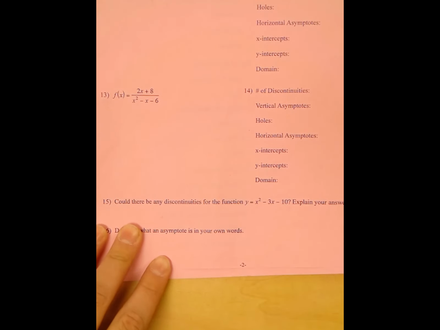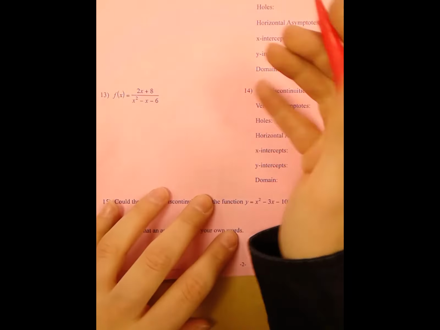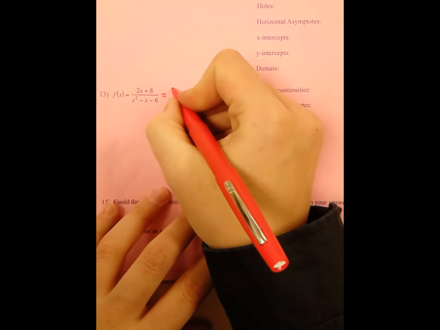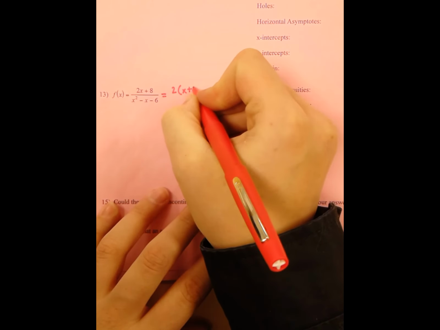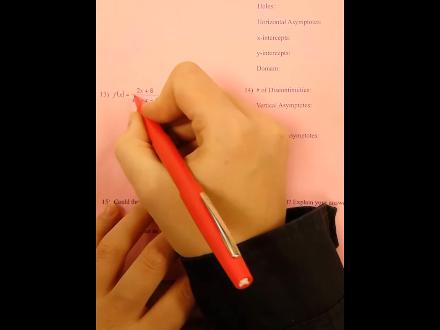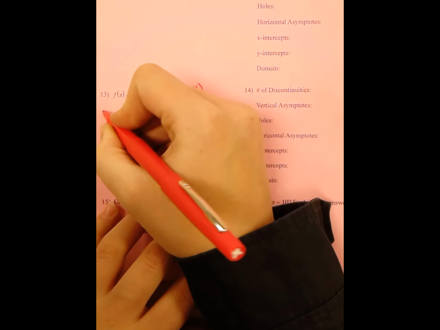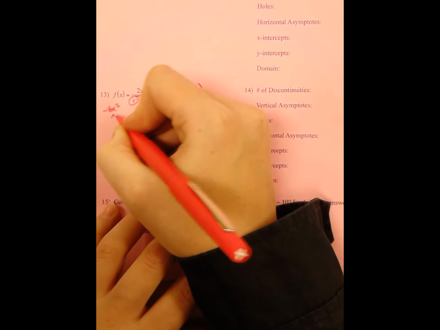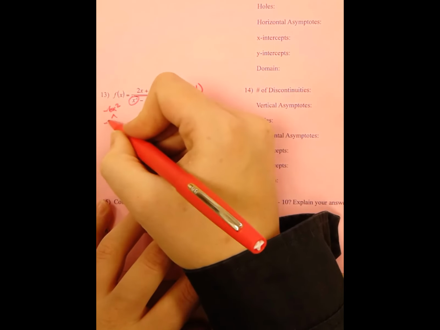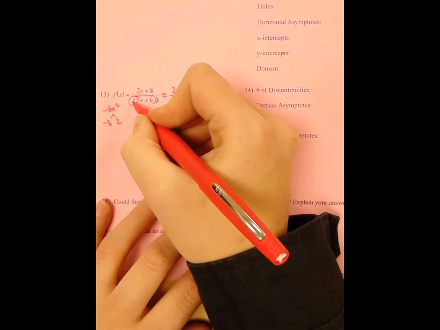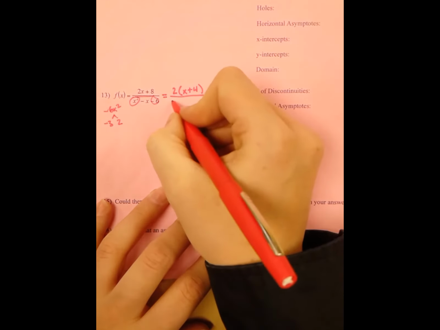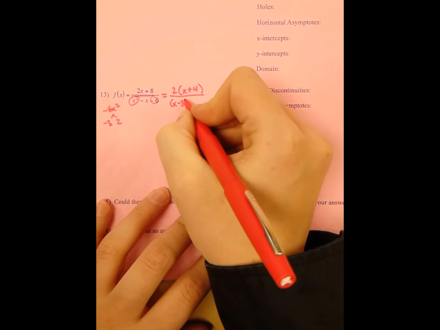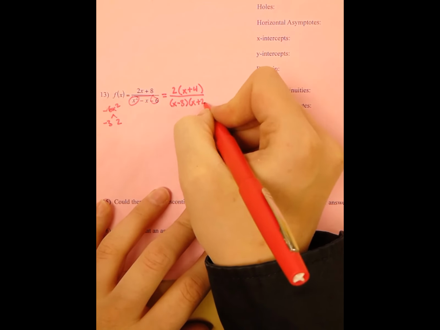We're still in 5.1. I'm going to do the 13-14 combination. So I'm going to start by factoring everything. I can take a GCF out of the top of 2, so I get x plus 4. And on the bottom, what multiplies to negative 6 but adds to negative 1? Negative 3, positive 2. No coefficient for the squared term, so I can use a shortcut. So I get x minus 3, x plus 2.